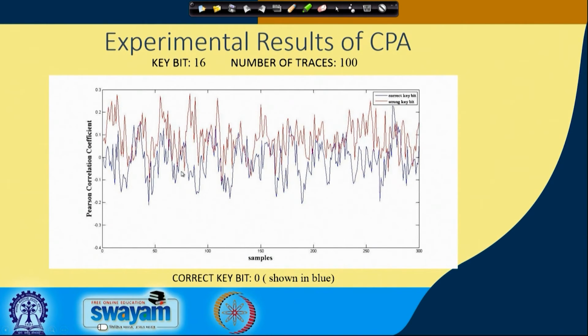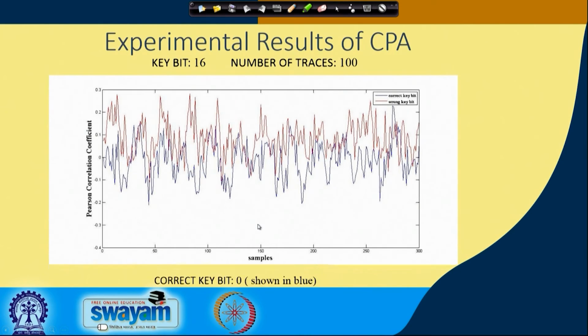In this particular graph, 0 is at this point, so you can find 0, essentially this line. Since 0 is this blue line, that is the one which corresponds to the correct key bit, and it is correlating more compared to the red lines, which are more at the top. And therefore, we can correctly determine that the correct bit is 0.